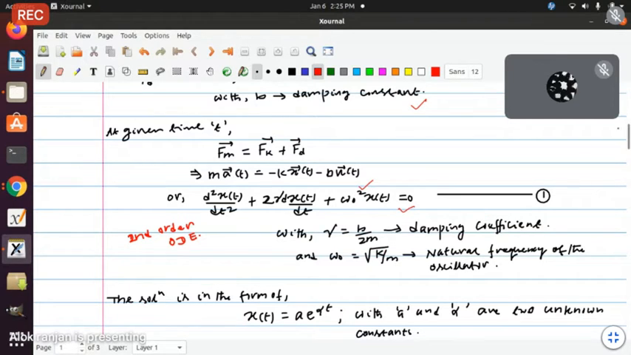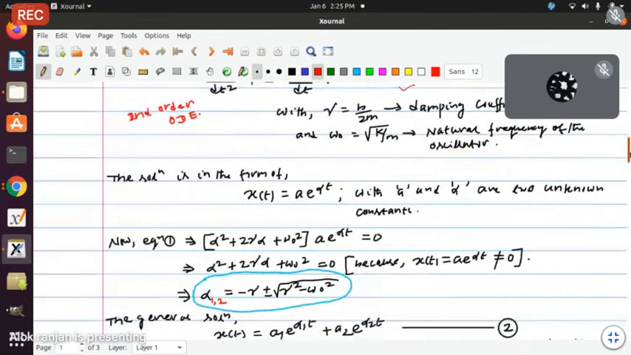Is this clear so far? Yes, sir. Yes or no? Okay, so let's progress. Let's move on.